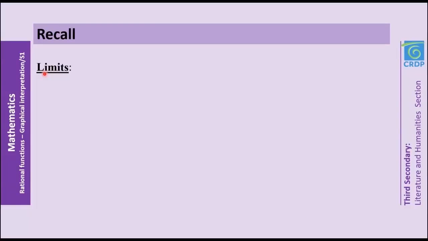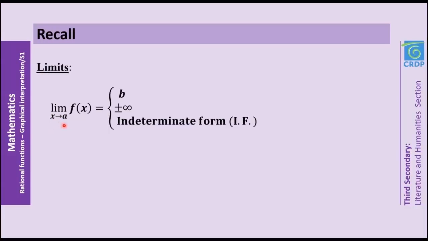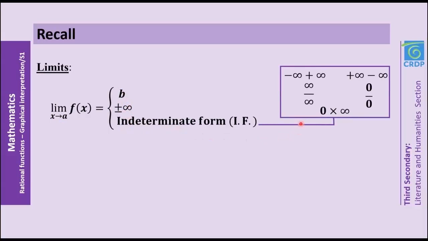The limit of a function is the value that f of x approaches as the input x approaches some value. The limit of a function can be either a constant, plus or minus infinity, or be in indeterminate forms. Indeterminate forms include adding plus or minus infinity, dividing infinity by infinity or 0 by 0, and multiplying 0 by infinity. For example, here we want to determine the limit of this function as x tends to 1.